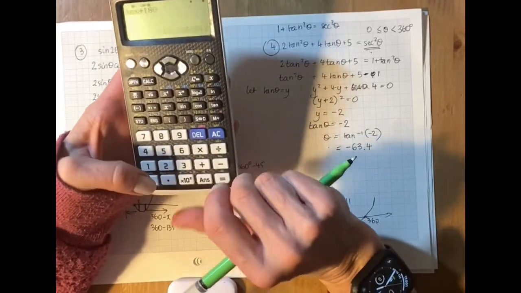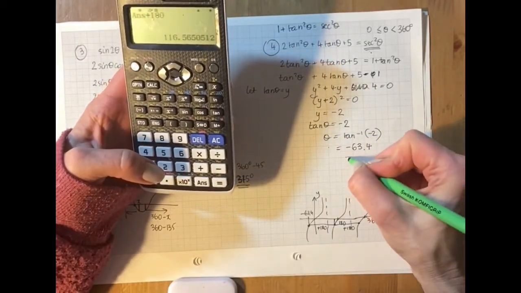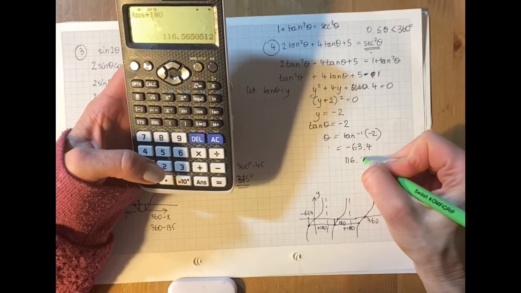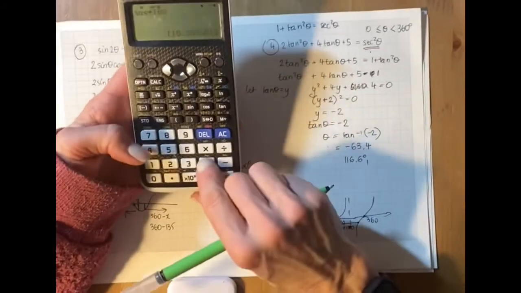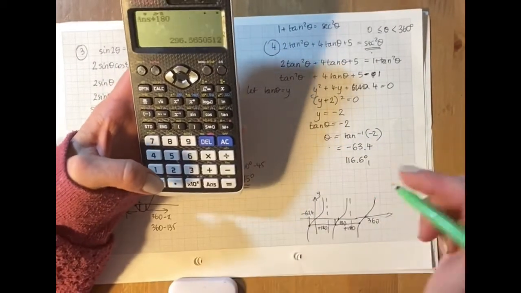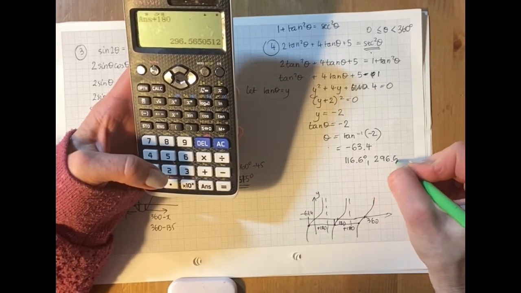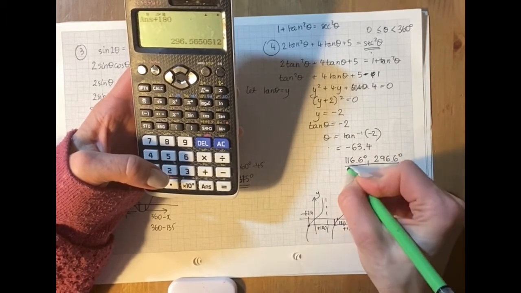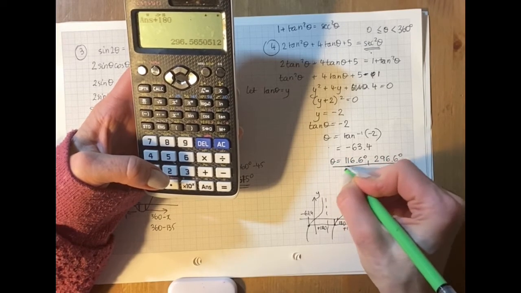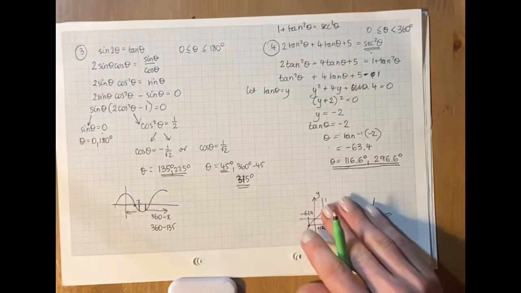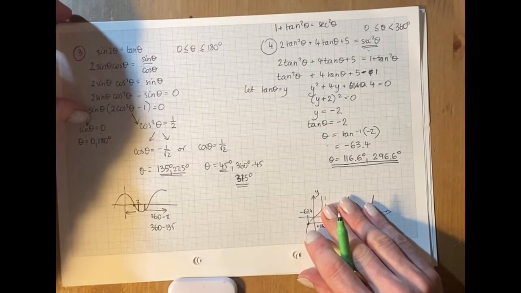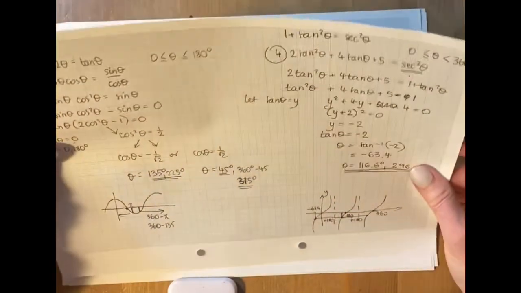So you should know for tan, to find the other solutions, just keep on adding or taking away 180 degrees until you find the values that fall in the range that's required. There you go. So these are our thetas as a final solution. Right, so moving on to question 5.